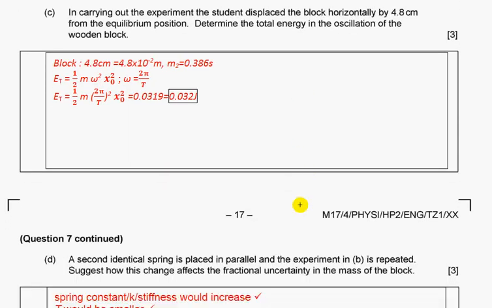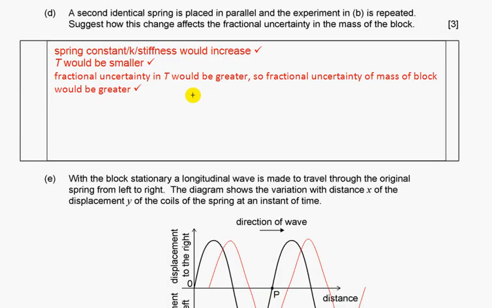In carrying out the experiment, the student displaces the block horizontally by 4.8 cm from equilibrium. Determine the total energy in the oscillation of the wooden block. So the block was displaced. This is the formula for total energy from the booklet. Omega equals 2 pi over T. So we have all information required. Displacement we turn into meters, so everything will be in SI system, and this is the answer with two significant figures.